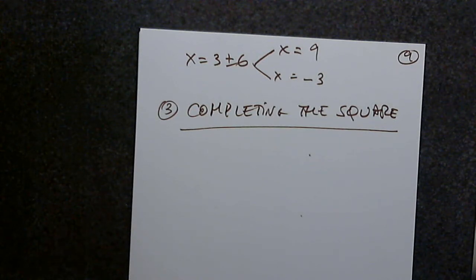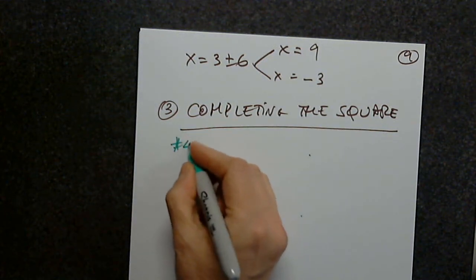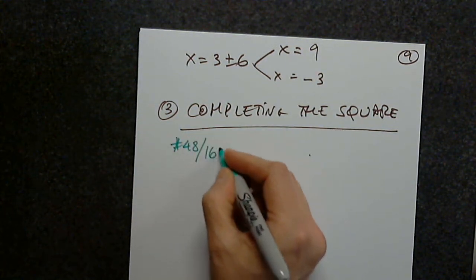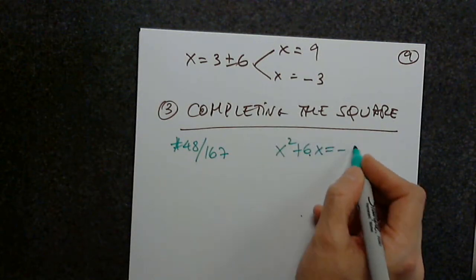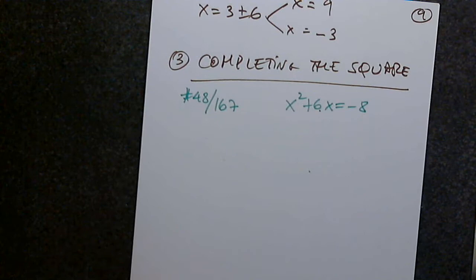I'm going to choose a problem, illustrate, and explain step by step. Number 48 on 167. And here's the equation: x squared plus 6x equals negative 8. We are forced to use complete the square now. If we like it or not, we have to use it.